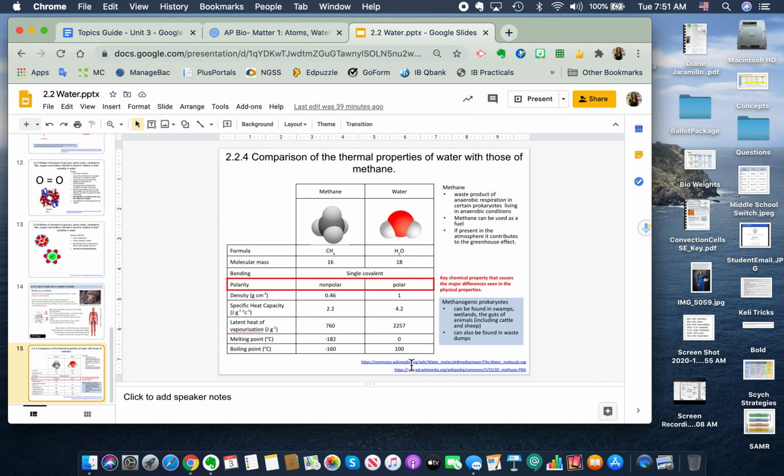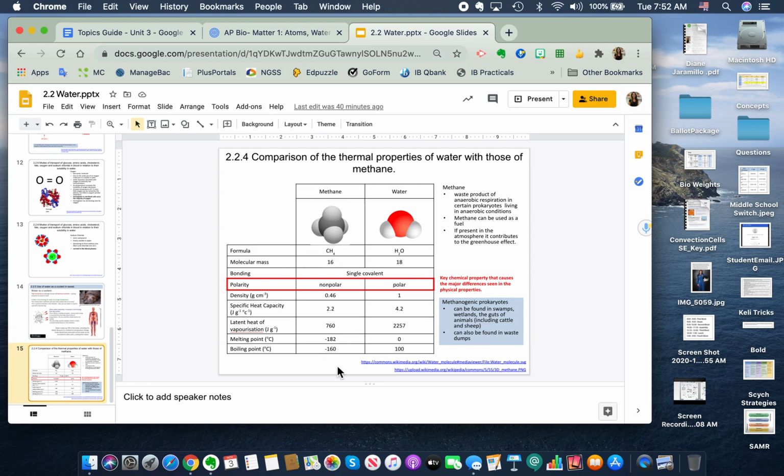If you look at the different properties of methane, what methane is, is a waste product of anaerobic respiration in certain prokaryotes. So they breathe out methane, where we would breathe out carbon dioxide. Methane can also be used as a fuel. We use it sometimes to make gas, like for stoves. If present in the atmosphere, though, it can contribute to the greenhouse effect and make temperatures hotter on Earth. Methanogenic prokaryotes can be found in swamps, places like that, that do anaerobic respiration, meaning they breathe without oxygen. They can also be found in a waste or a dump site.